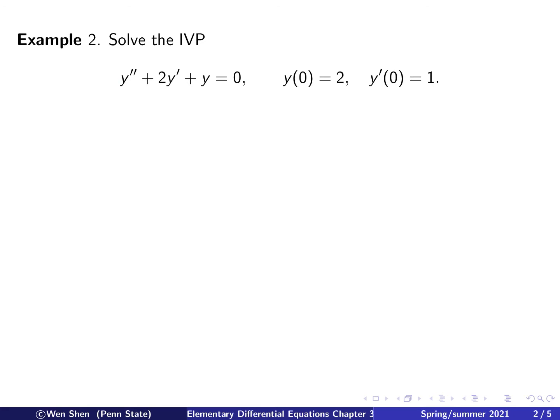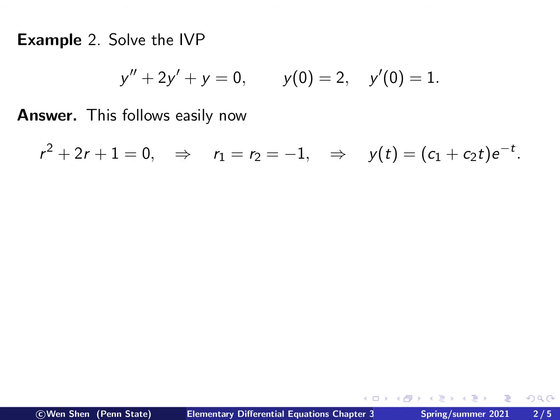In this video, we will take several examples for the case where the characteristic equation has repeated roots. Okay, let's get started. So the first example, example number 2, is the following. We want to solve the initial value problem, y double prime plus 2y prime plus y equals 0, where the initial values are given: y(0) is 2, y prime at 0 is 1.